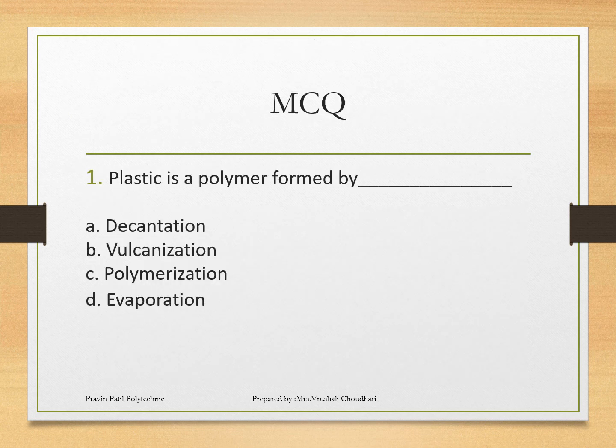We are going to solve an MCQ. Plastic is a polymer formed by decantation, vulcanization, polymerization, or evaporation. The answer is polymerization. Plastic is basically a polymer obtained by joining monomers to form a long chain structure. That process is called polymerization.